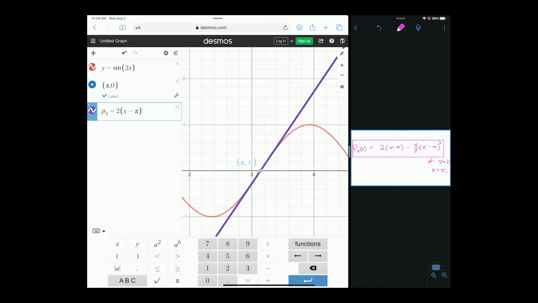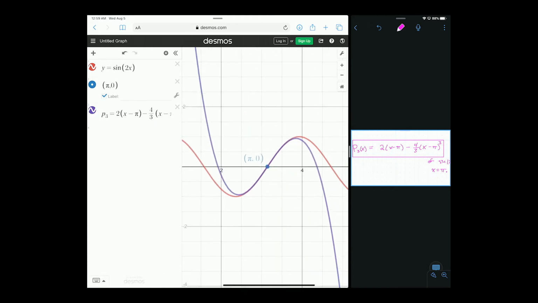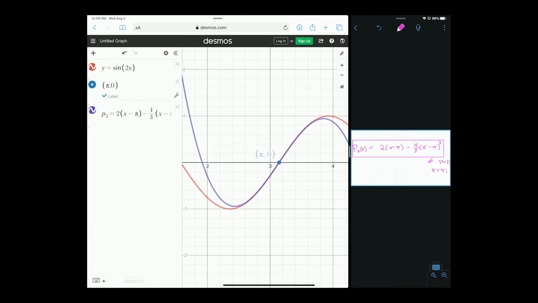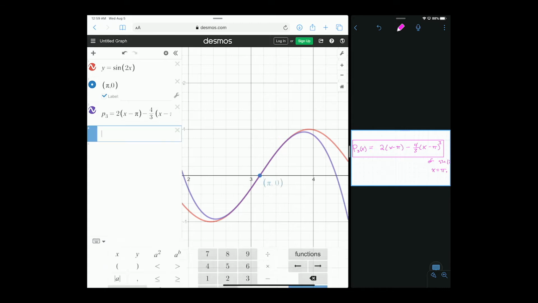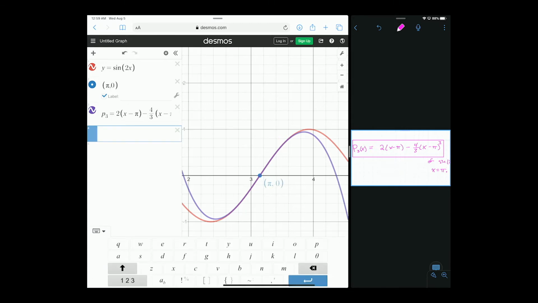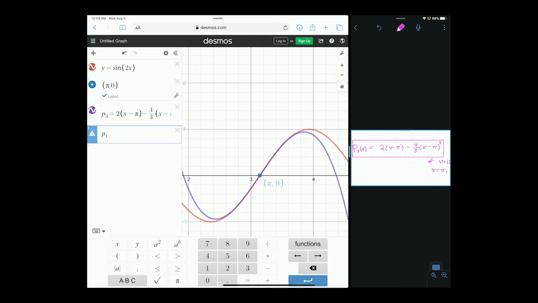So the third degree, let's add the third degree term, minus 4/3 parentheses x minus pi, close, cubed. Look at that. So do you see how that actually does a really good job of following the curve now, right? That's better than P1. I'll even draw P1 back in. So we didn't try to calculate P1, but you just kind of get it on accident.